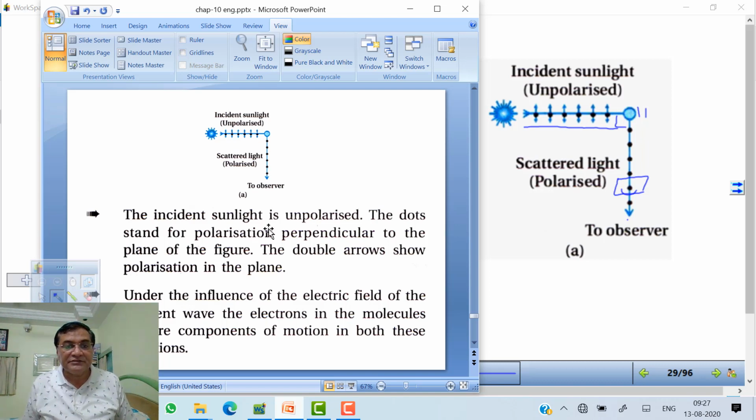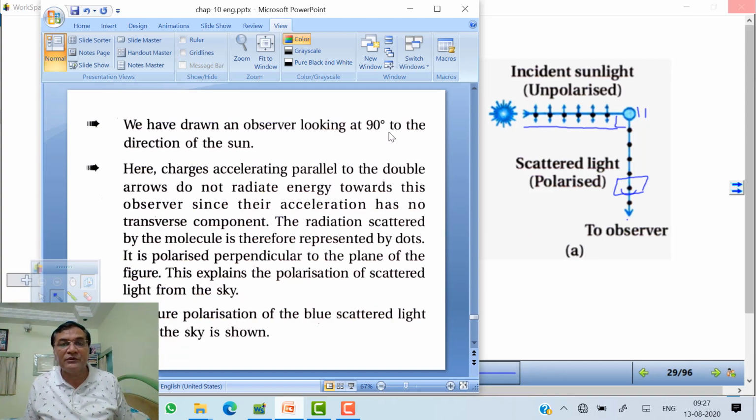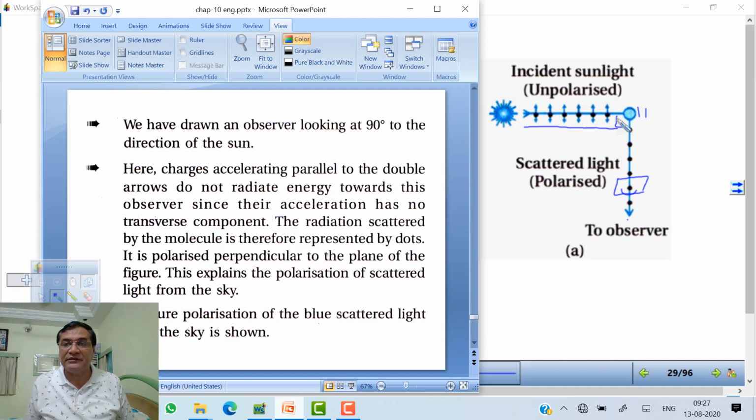The incident sunlight is unpolarized. The dot stands for polarization perpendicular to the plane of the figure. The double arrow shows polarization in the plane. So there are two types here, the arrow and the dot. Under the influence of the electric field of the incident wave, the electrons in the molecule acquire components of motion in both directions. We have drawn an observer looking at 90 degrees to the direction.